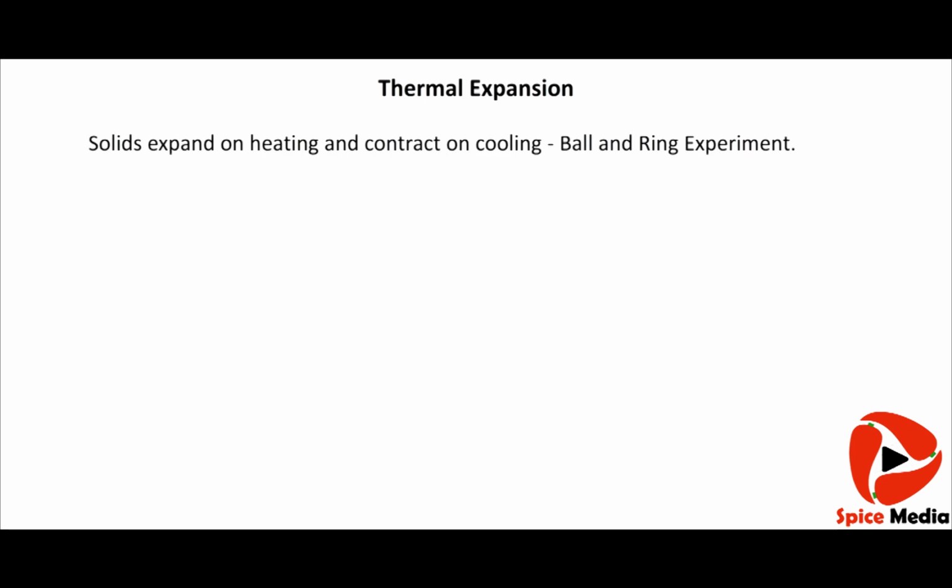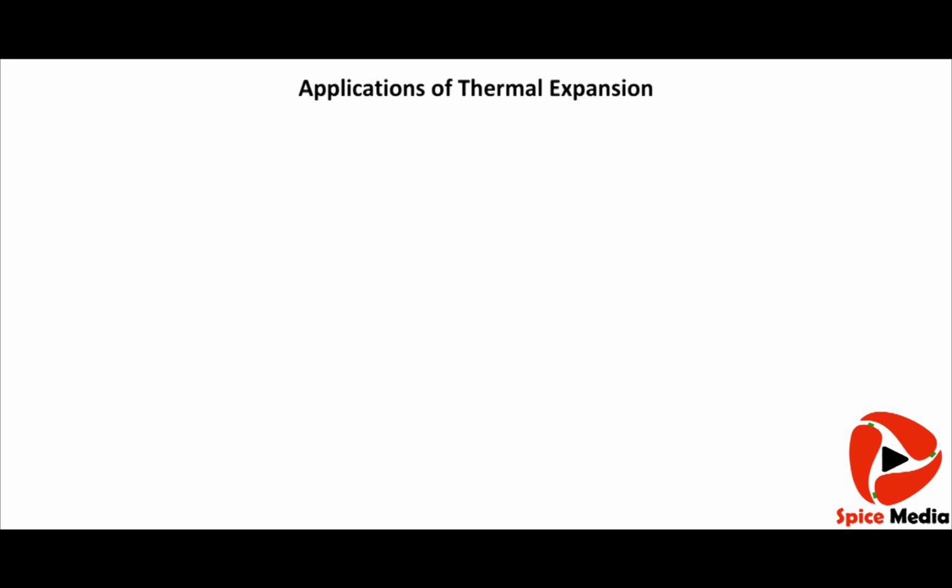When we heat a substance, it expands and contracts on cooling. Metals expand when heated. See this animation. That will help you to understand more on the effects of heat. From this animation, we can understand that metals expand when heated and contract when cooled. There are a number of applications of thermal expansion.